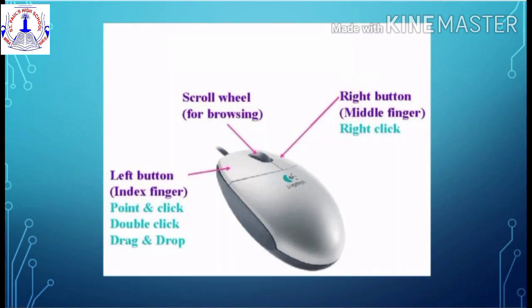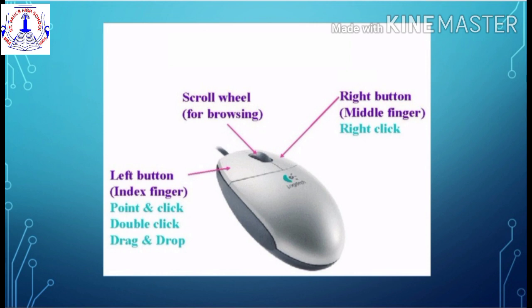Student, look at the picture of the mouse. Scroll wheel is used for browsing. It helps you to move the cursor in any direction on the monitor screen. Right button of the mouse is pressed with the help of the middle finger. It helps you to perform some quick task.